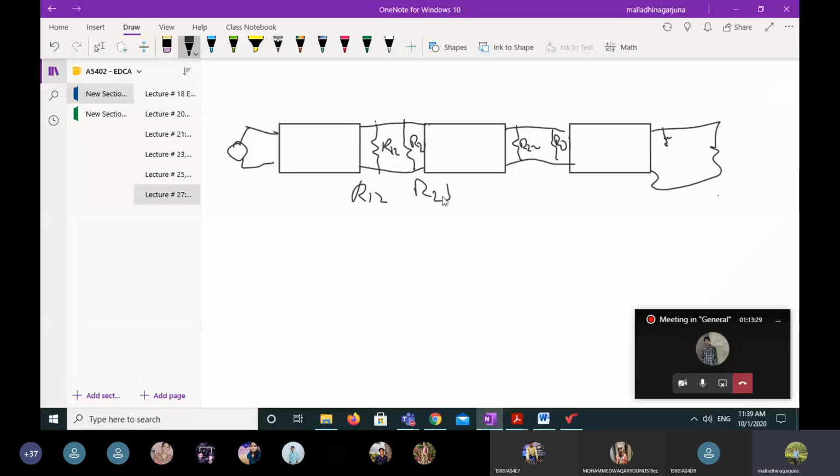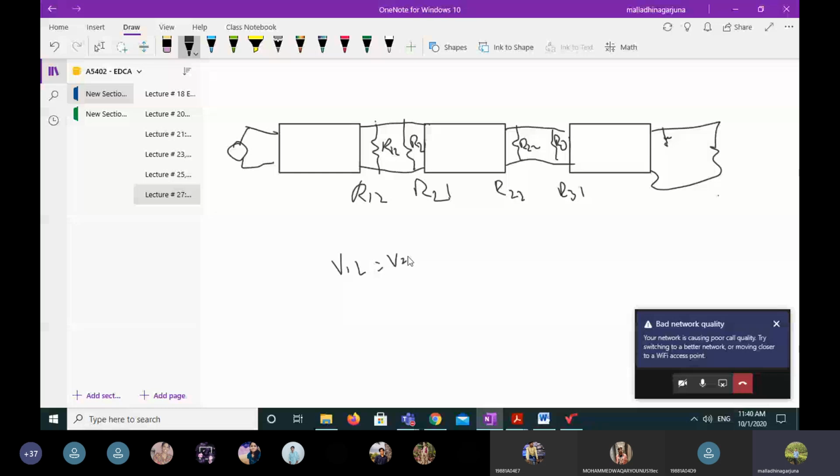In the previous calculation, we took the output voltage of the first stage equal to the input voltage of the second stage. That is, V12 is equal to V21. The first stage output voltage equals the input of the second stage. Both are the same. But for the current gain, both are not equal. That is, I12 is not equal to I21.